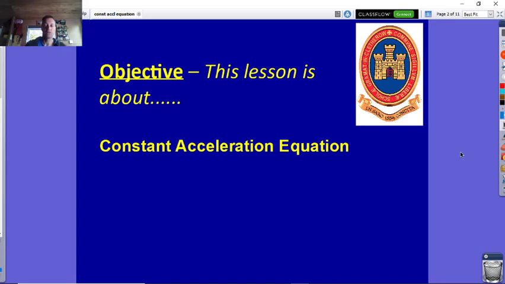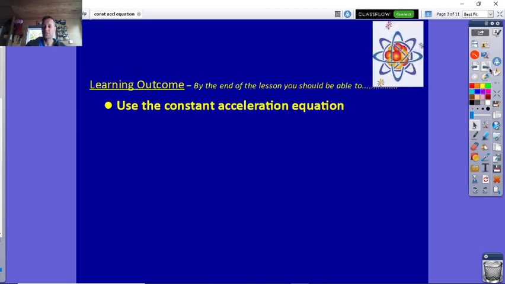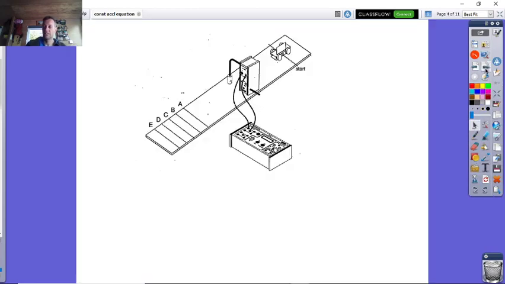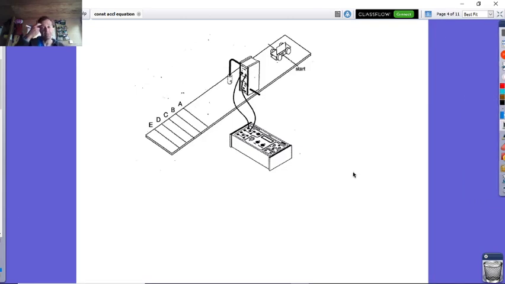But I thought I'd put this on Edmodo to help you do this equation. It's the constant acceleration equation. It's a bit of a pig, I'm afraid. We need to do it at A-level, but they decided to put it in GCSE. What I want to do in this little video is show you how I use the constant acceleration equation. It's very good, actually, in some respects, for working out lengths of runways for aeroplanes.